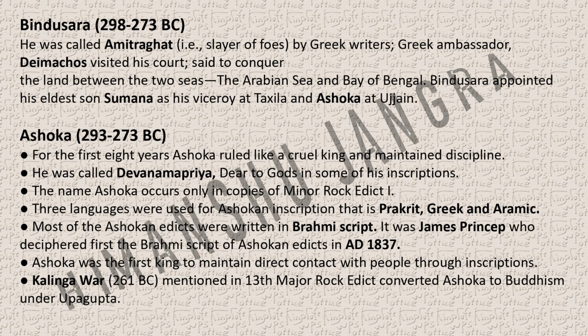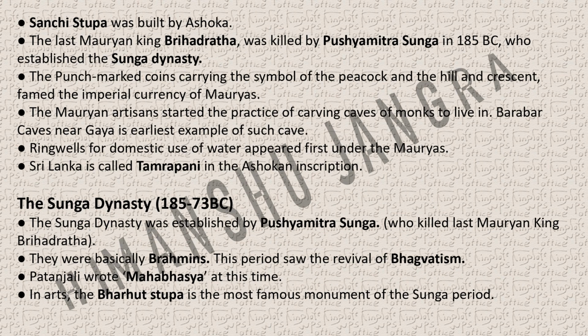Kalinga War, 261 BC, mentioned in the 13th Major Rock Edict, converted Ashoka to Buddhism under Upagupta. Sanchi Stupa was built by Ashoka. The last Mauryan king Brihadratha was killed by Pushyamitra Sunga in 185 BC, who established the Sunga dynasty. The punch-marked coins carrying the symbol of the peacock and the hill and crescent formed the imperial currency of the Mauryas.